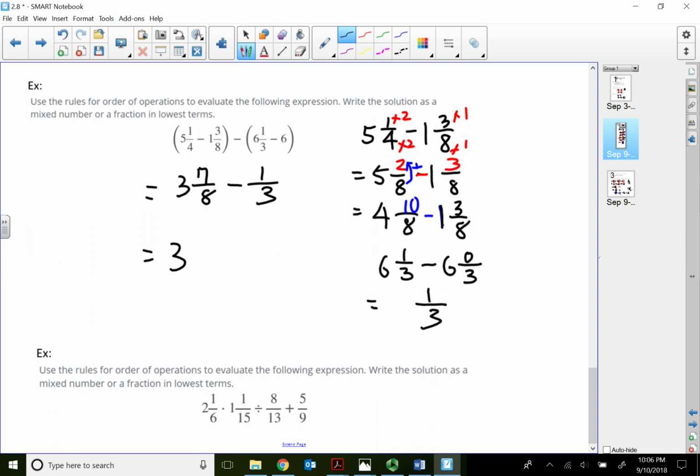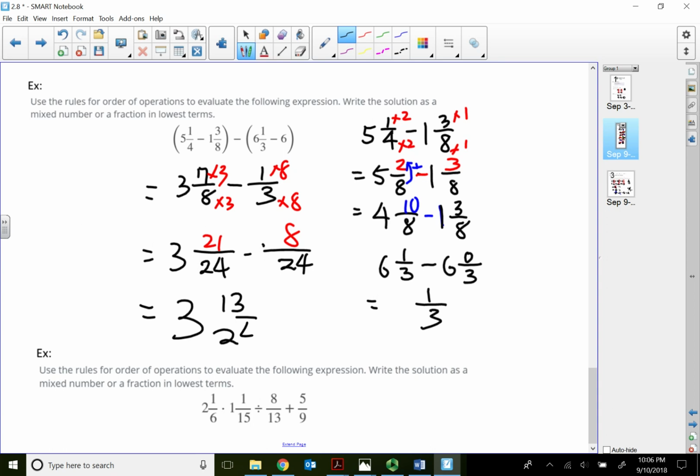All right, the LCD is 24. So 8 times 3 becomes the new 24. 7 times 3 is 21. 3 going to 24 is times by 8, so the numerator times by 8 is 8. So whole number 3 subtract no more whole number, so that's still 3, right? There's no whole number on the second fraction. 21 minus 8, which is 13. So that will be 3 and 13 over 24.